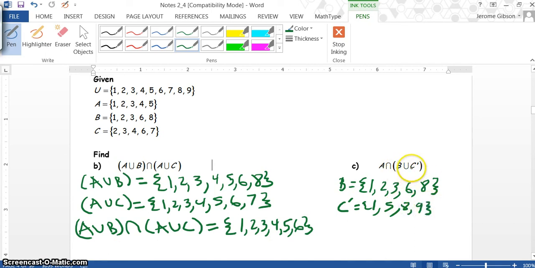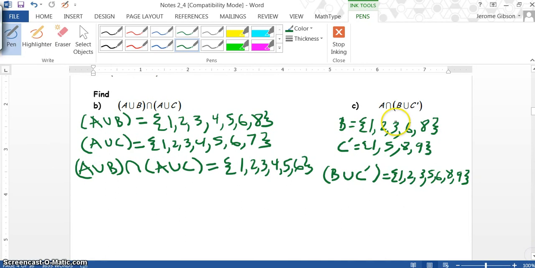Now we want to do B union C complement. So let's do that. We will have B union C complement. Now when we look here, we have 1, 2, 3, 5, 6, 8, 9. So it'll be 1, 2, 3, 5, 6, 8, 9. Now that will be our B union C complement.